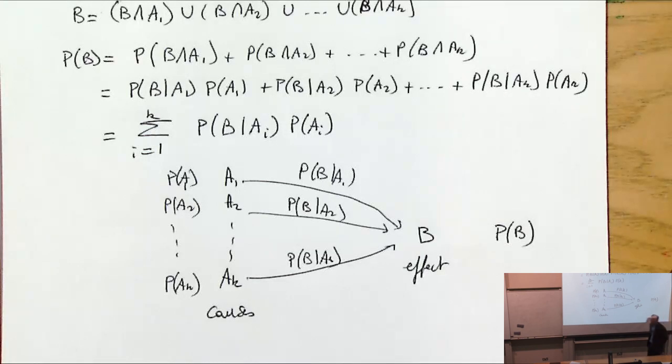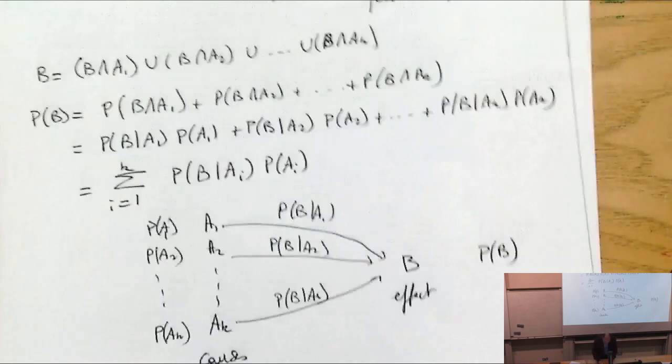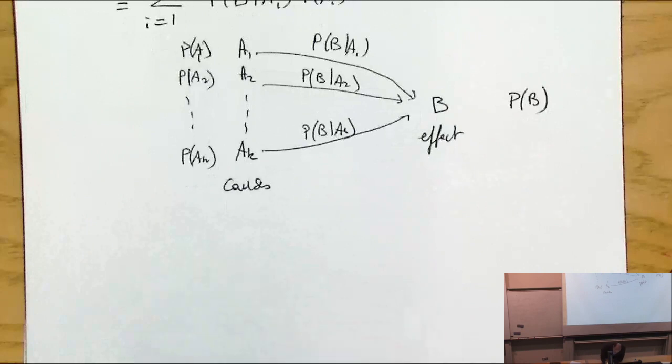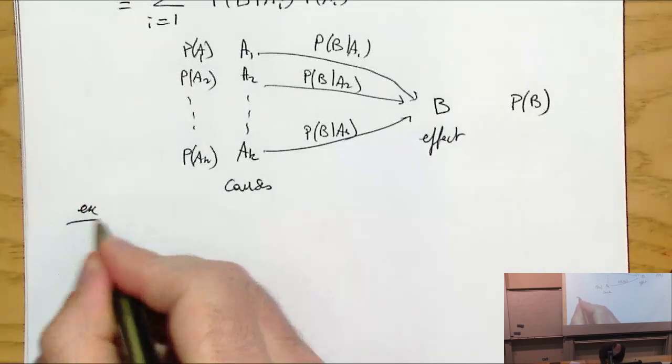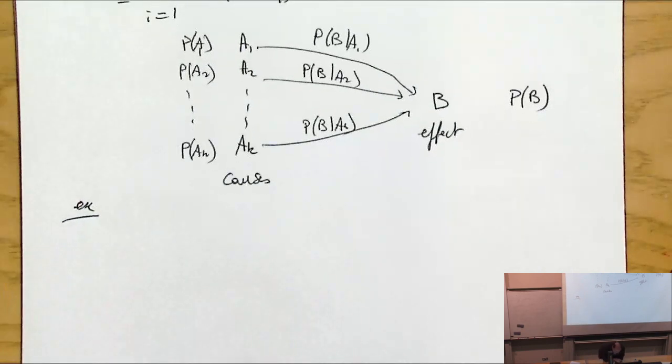So this is called the law of total probability. You look at a certain effect, and you try to write this probability as a function of the conditional probability and the probability of having those causes occurring. So let me give an example of this, just to illustrate this case.